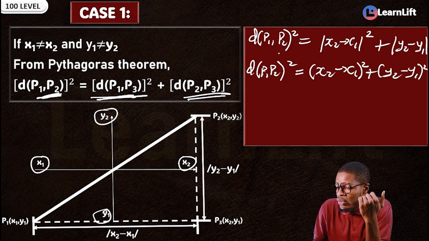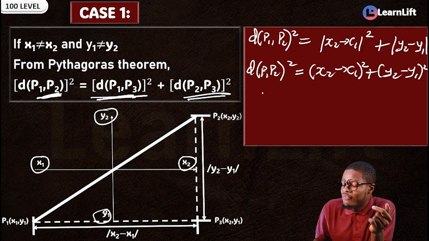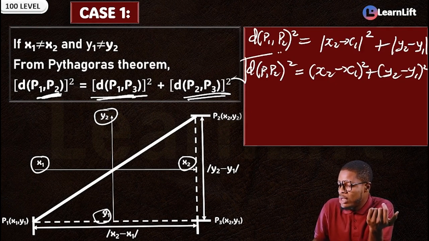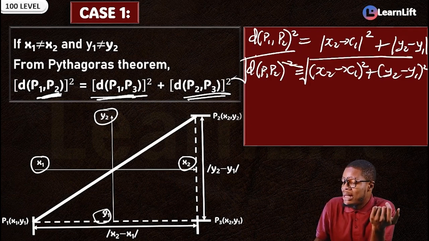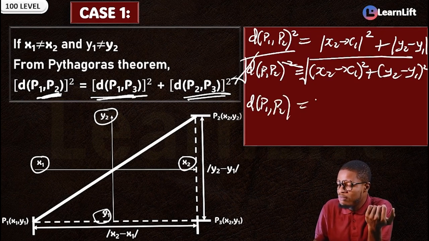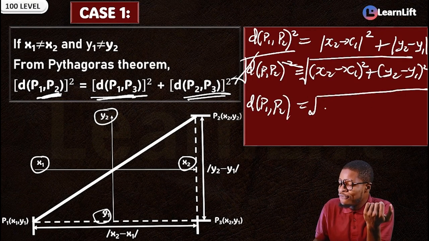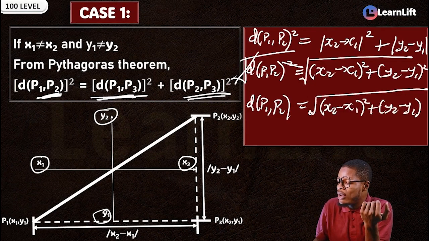Now follow me. We are looking for distance P1, P2, not distance P1, P2 squared. So if I take the square root of both sides, can the square come and cancel the square root? Yes. So what is my distance P1, P2? Distance P1, P2 is going to give me the square root of (x2 minus x1) all squared plus (y2 minus y1) all squared.